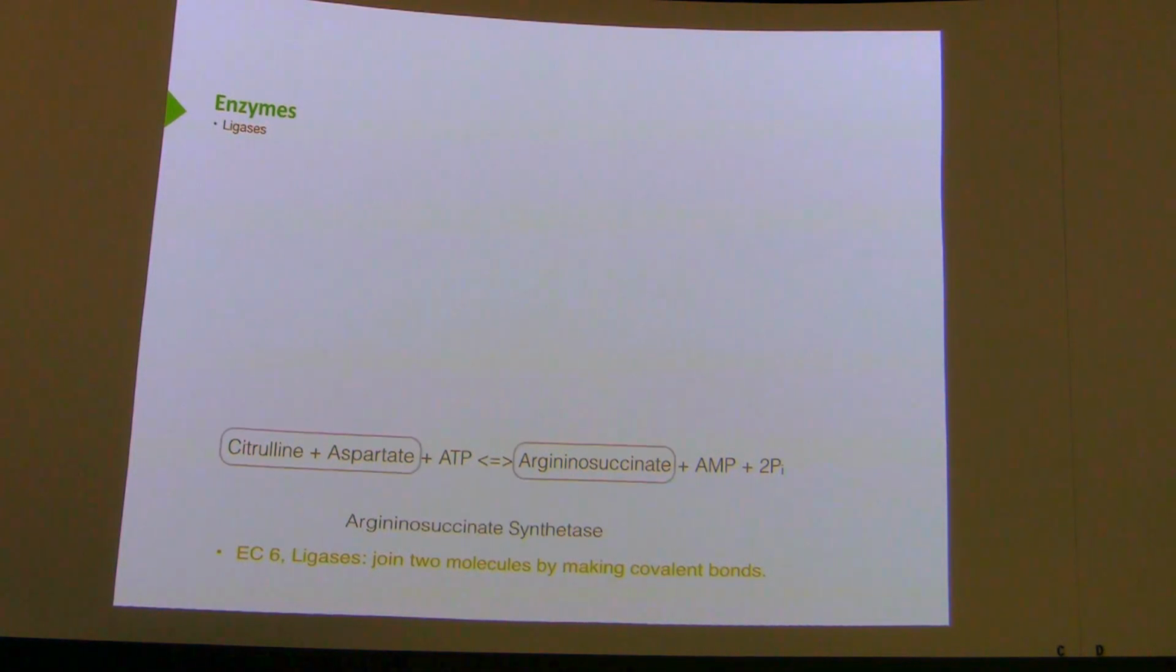And last, this one's pretty straightforward to understand. Ligases are enzymes that join 2 molecules by making covalent bonds. Okay? So the example I pulled out here is from the urea cycle. In this reaction, citrulline and aspartate are being joined together using energy from ATP to make this molecule called argininosuccinate.